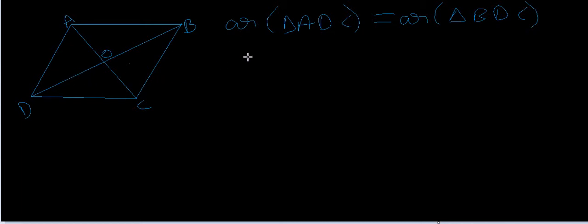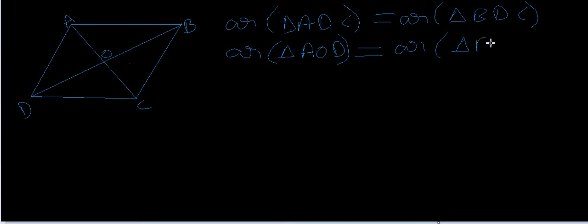That means area of triangle AOD, which is the leftover portion of ADC after removing DOC, would be equal to area of triangle BOC, which is the leftover portion of triangle BCD after removing the area of triangle DOC. Hence, we have proved these two triangles to be equal. Now what about these two?